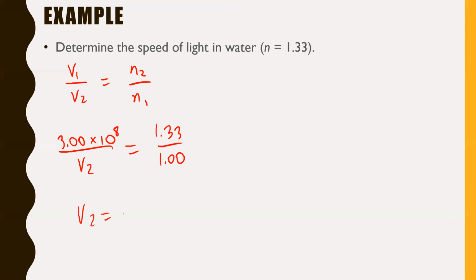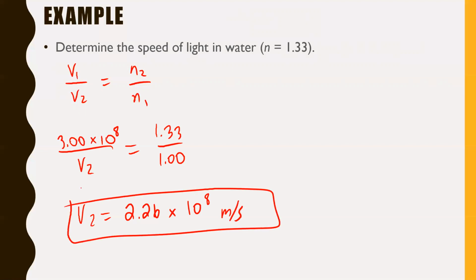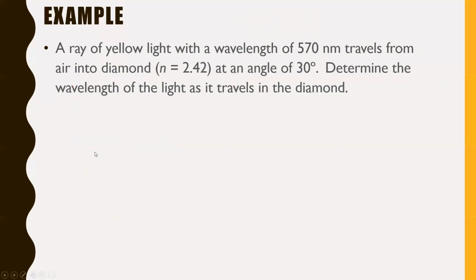Long story short, V2, the speed of light in water, should be 2.26 times 10 to the 8 meters per second. So it did slow it down a fair bit. I compare that back to this number here. It did slow it down by about a quarter or so, but still, it's good to know. Moving on to the next one.